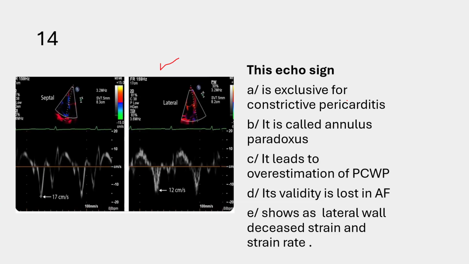So what is this? This echo sign is exclusive for constrictive pericarditis. It is called annulus paradoxus. It leads to overestimation of the pulmonary capillary wedge pressure. Its validity is lost in AF, shows as lateral wall decreases strain and strain rate.